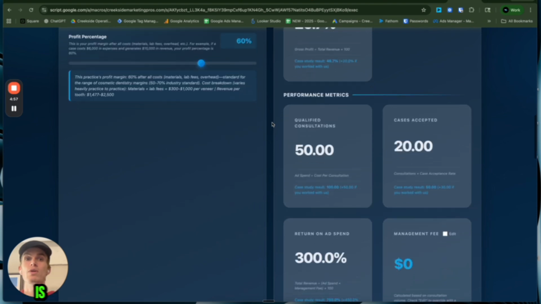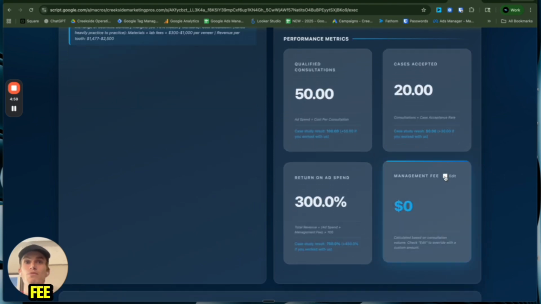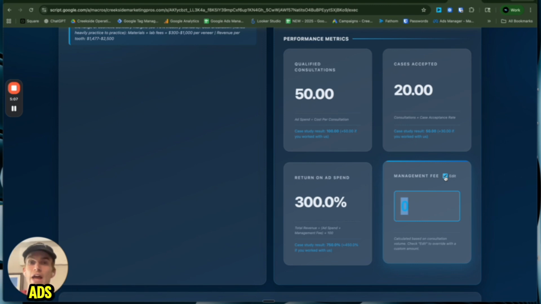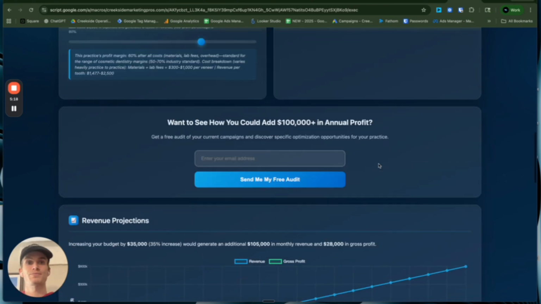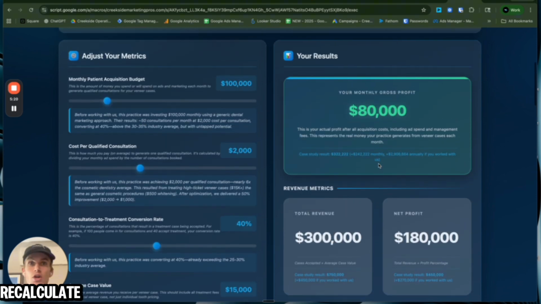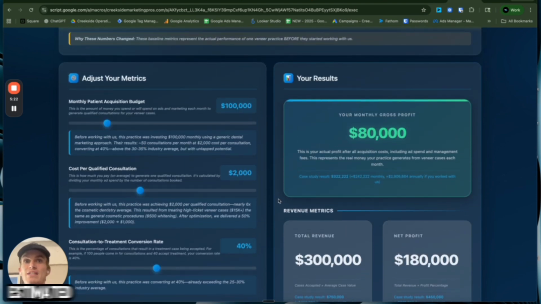Another thing you can do here is you can come down and you can edit the management fee. So if you have someone currently managing your ads, you can calculate that into the calculation for whoever is running your ads. That way you get an accurate estimate on your profitability after management with them. So if we put in that it's costing $10,000 to manage this budget, it will then auto recalculate what your gross profit is estimated to be.